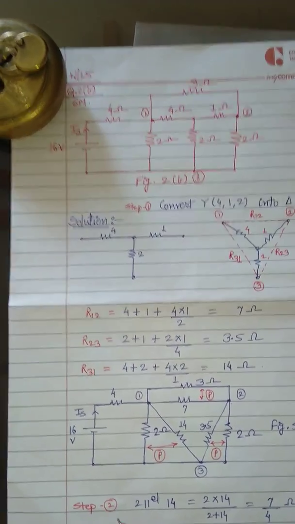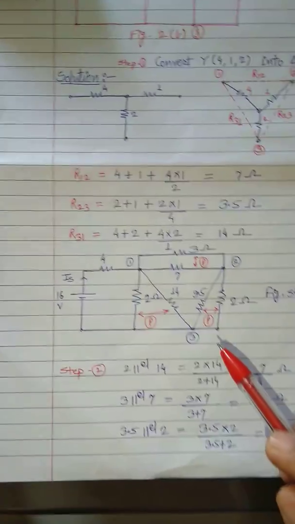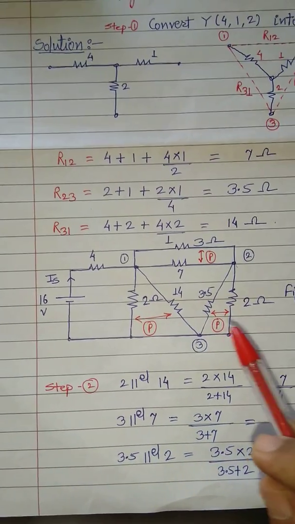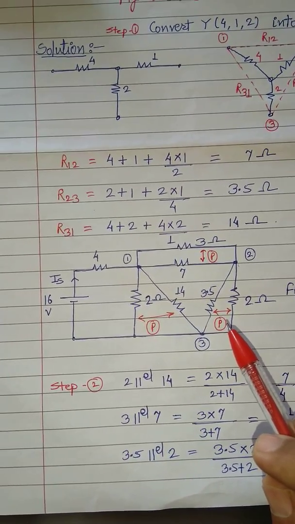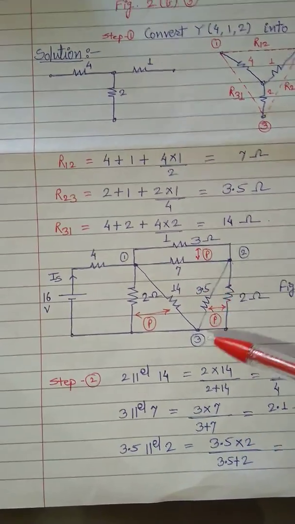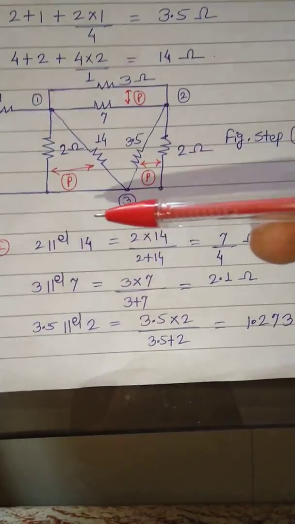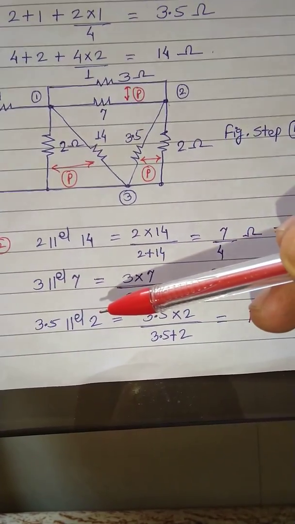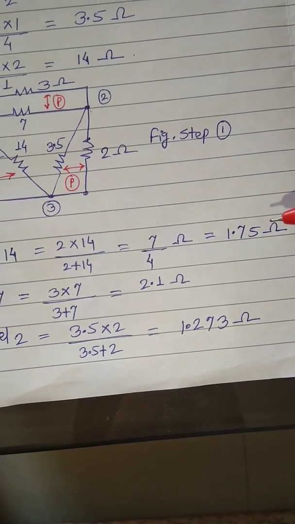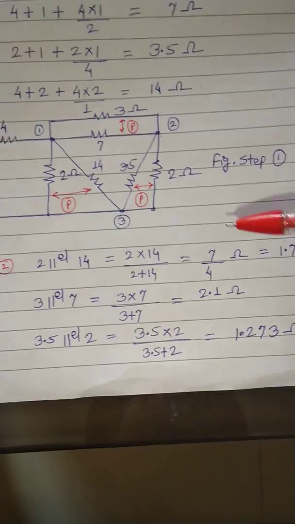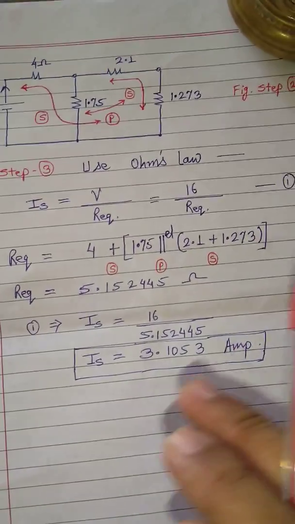Now step 2. Now you refer, this figure shows 2 and 14 are connected in parallel, 3.5 and 2 are also connected in parallel, and 3 and 7 are also connected in parallel. So solve that parallel combination. This parallel combination is 2 parallel 14, 3 parallel 7, 3.5 parallel 2. That gives you the values as 1.75, 2.1 and 1.273.